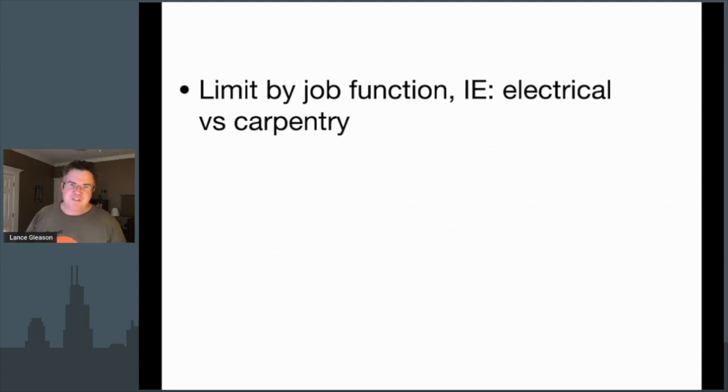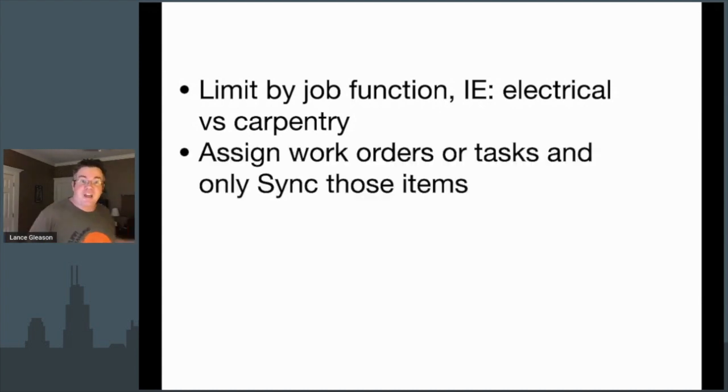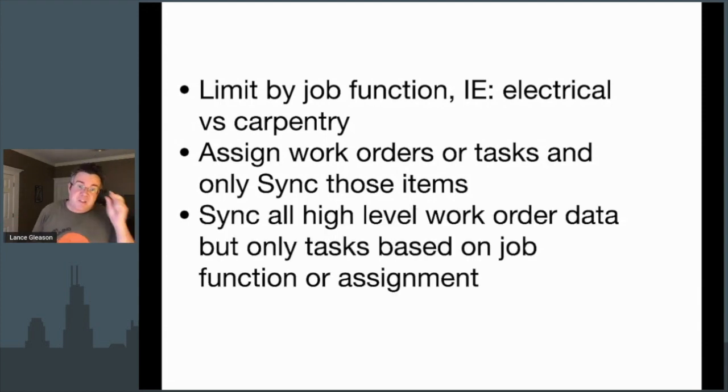So in the case of this application, some things we looked at: limiting by job function, electrical versus carpentry, assigning work orders or tasks, and only syncing those items that are assigned to somebody, because there was a concept of assigning things to a user. There's also the idea of syncing all high-level work order data. We actually looked into all 3 of these, and we ended up doing a hybrid in the end, where you could sync all the high-level work order data, but then only grab the details based on somebody's job function or assignment. Because we only had hundreds of work orders, but we had thousands of tasks.